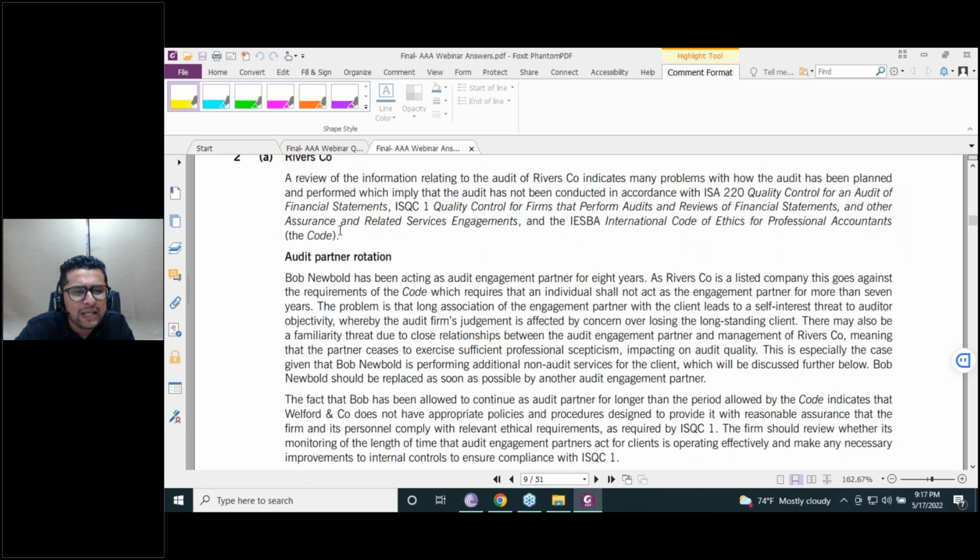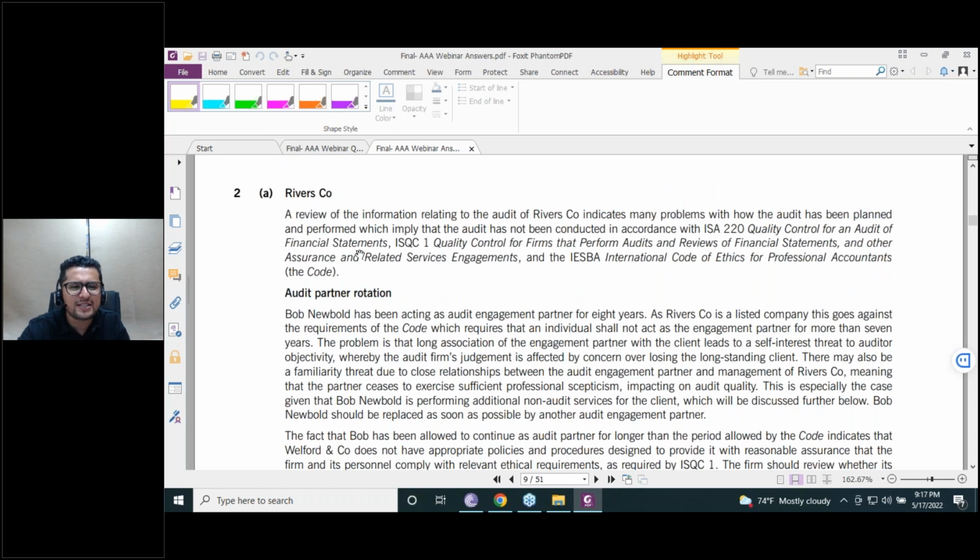First of all, there is a brief introductory paragraph. A review of the information relating to the audit of River Company indicates many problems with how the audit has been planned and performed, which imply that the audit has not been performed in accordance with ISA 220 quality control for an audit of financial statements. So you got to learn this sentence. Any question of such type, you start with a sentence like that: we have performed the review and we have realized that there are too many quality control and ethical issues. So here are the issues. It's an introductory sentence which you need to learn.